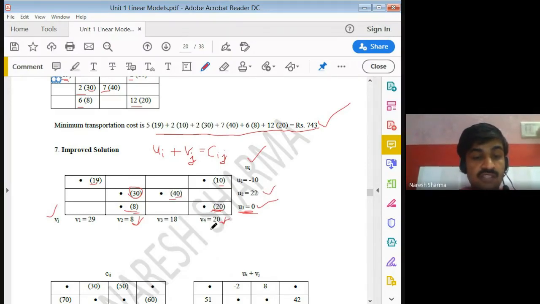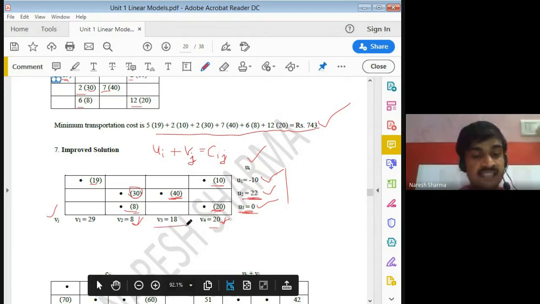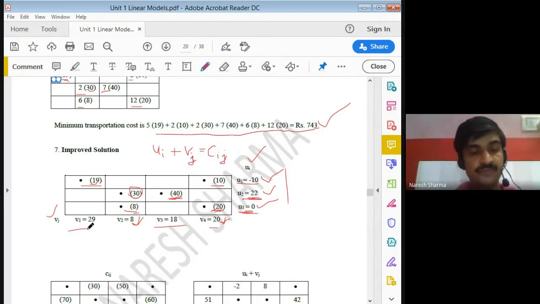Now this 10 minus this 20 gives you u1. Now we have all u's 1, 2, 3 available. So by using this u2, 40 minus this u gives you 18, that is V3. Similarly, this cost minus U1 is your 29. So you get all U1, U2, U3, V1, V2, V3, V4.